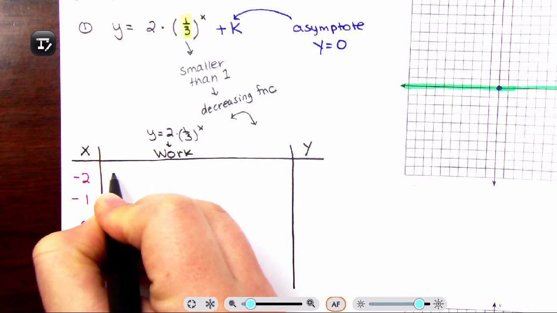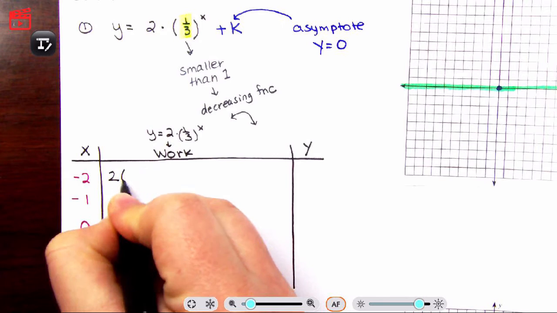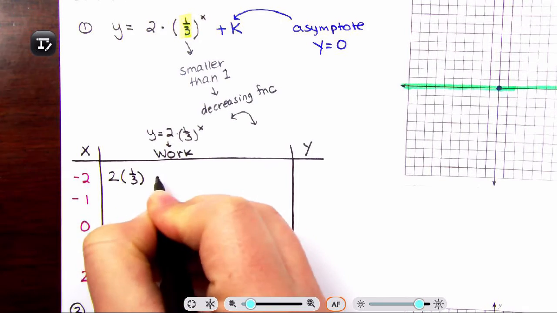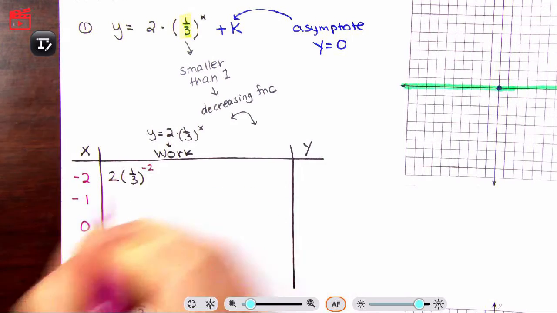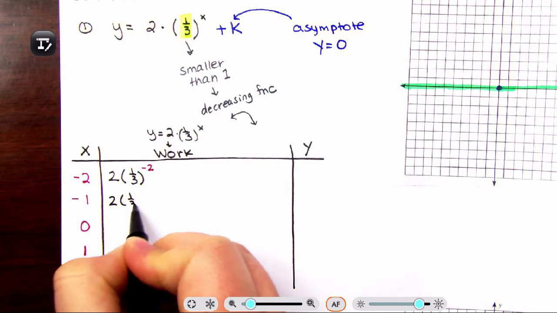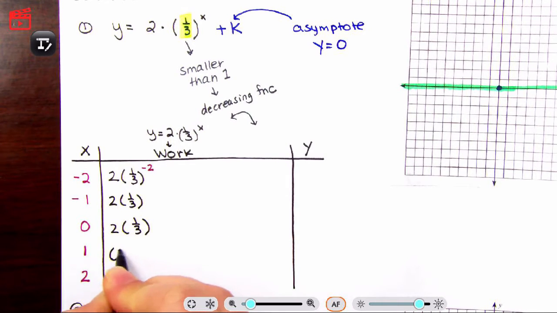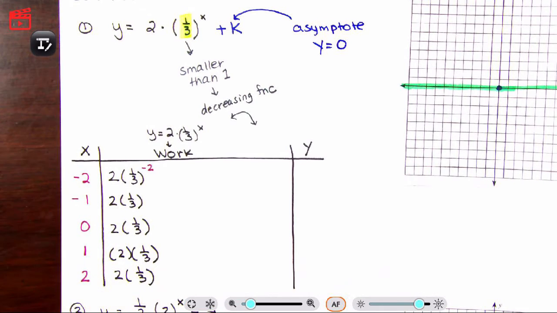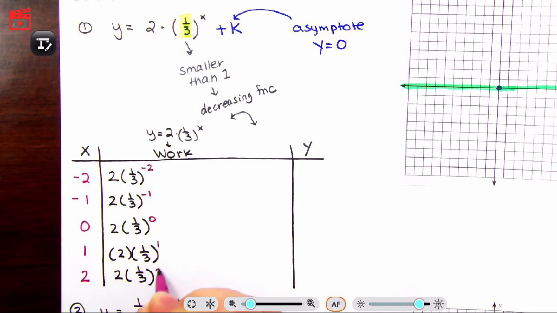And I'm going to copy it down without the y, just to save some space. And here's 2, 1/3. And instead of writing x, I'm going to write my new x value. So negative 2 is here. I'm going to keep doing that for all of them. And if I did too many parentheses, that's okay, I can save it. It doesn't matter that one. So I have negative 2, negative 1, 0, 1, and 2.